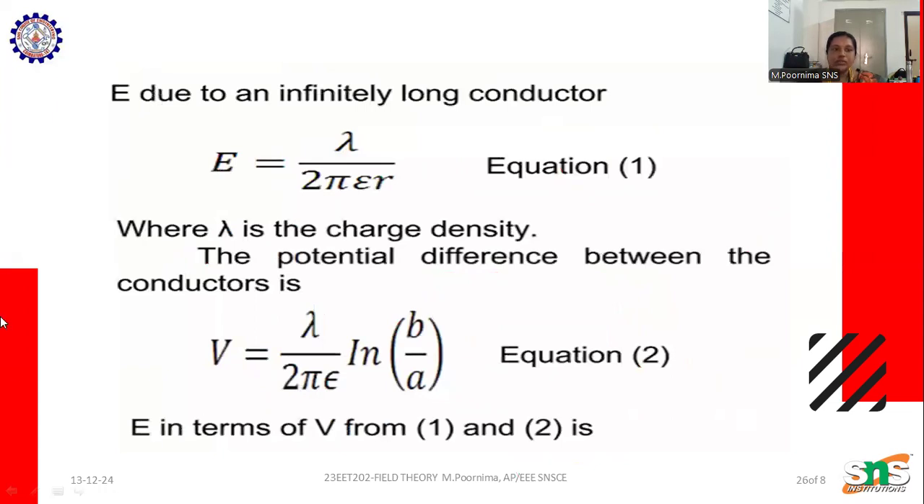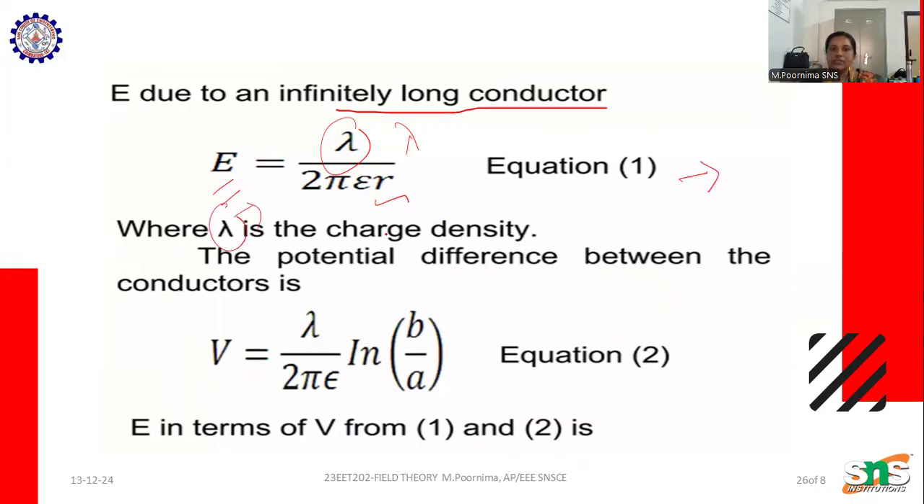Here, what is E? E for an infinitely long conductor is gamma divided by 2 pi epsilon r. This is equation 1.